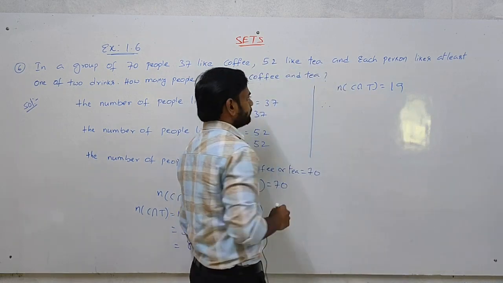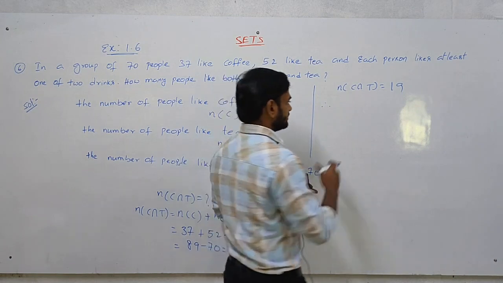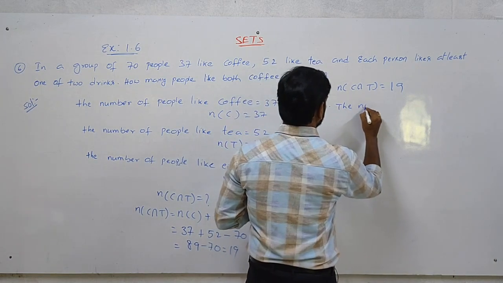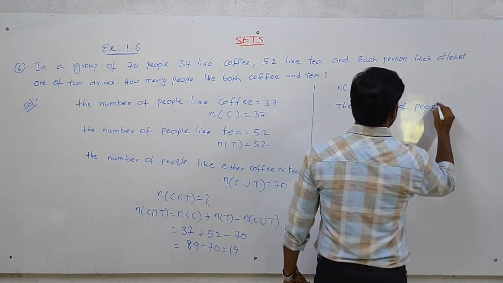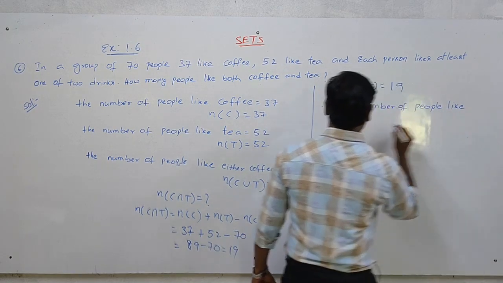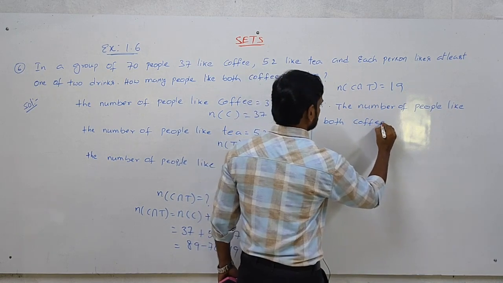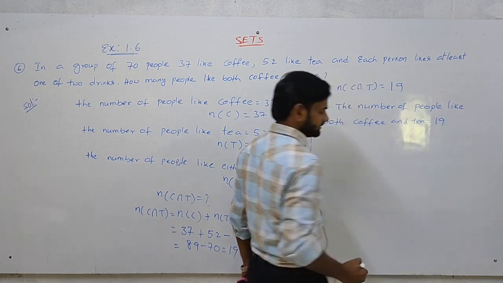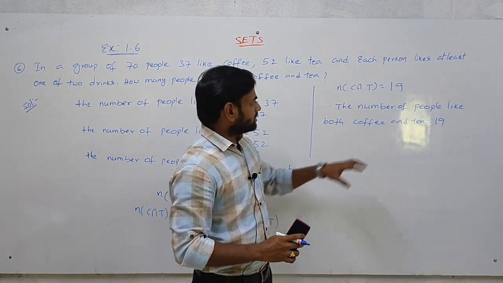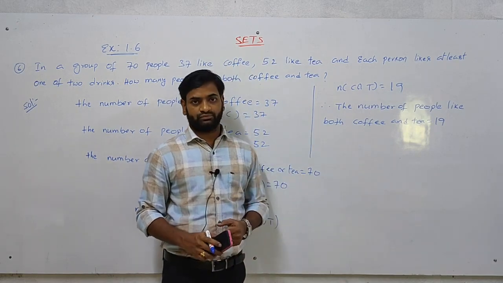Therefore, the number of people who like both coffee and tea equals how many? 19. This is the conclusion. So this conclusion we have to give.